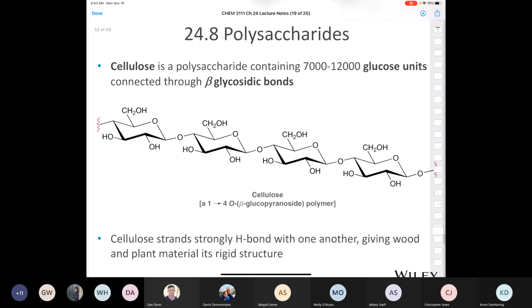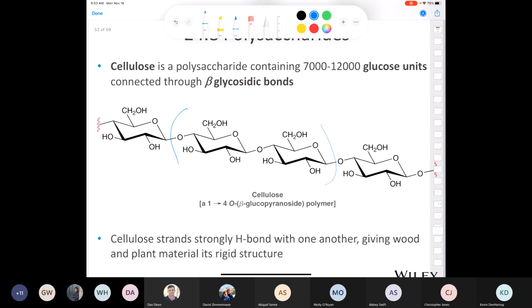Let's move on to polysaccharides. Cellulose is a polysaccharide. I think it's the most abundant organic molecule on the planet Earth. Cellulose is a polysaccharide containing 7,000 to 12,000 glucose units connected through beta glycosidic bonds. What would be the disaccharide from cellulose? It would be cellobiose, right? Cellulose is found in wood and plants.